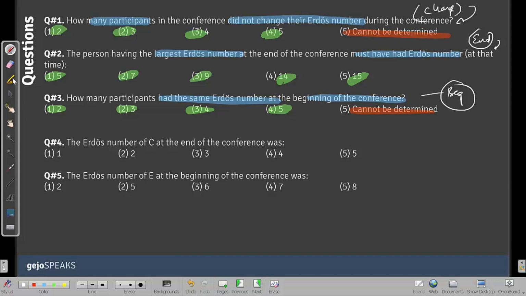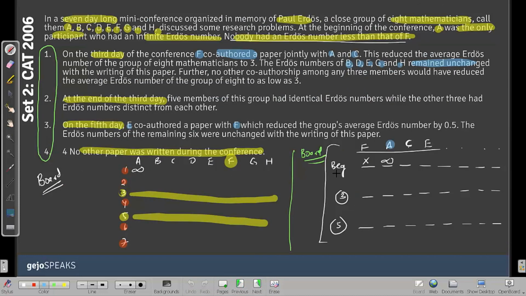And the next question talks about the Erdos number of C at the end of the conference and E at the beginning of the conference. So we are also interested in what specifically happened to these two, C and E. Also, the good news about that particular question is that we have a specific value. So this seems to be a case where you'll get quite a few values. There could be a possibility that something cannot be determined. We don't know for sure, but we need to look at what happened in the beginning and the change. Like I already told you, in this case, the thing that matters is what happened on days 3 and 5.